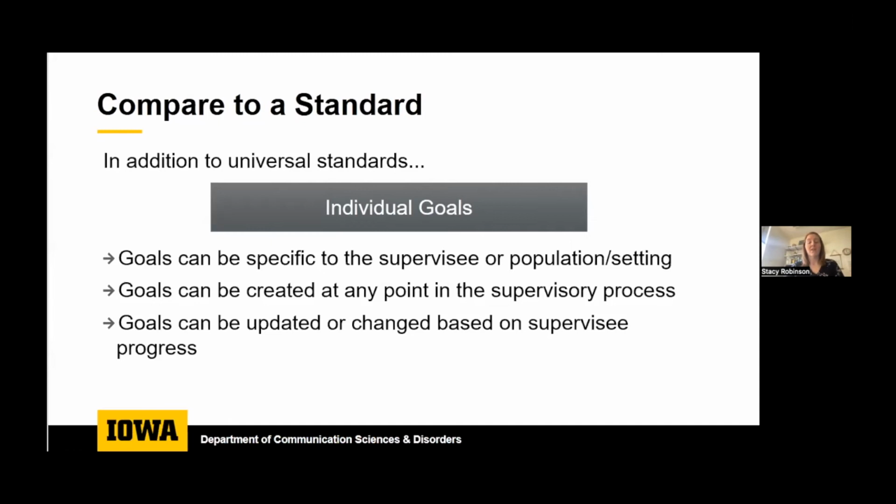If you're working with a more advanced supervisee, maybe you talk to them about goals right at the beginning of the process. Maybe there's 2 weeks left and they're starting to get really independent and you really want to push them for those last 2 weeks. These are things where you can take the supervisee aside and say, okay, you're doing really well, here are some things to work on. Or for supervisees that are struggling, setting up individual goals can really help them know where they need to hone in and focus their time. And these goals can be updated or changed as supervisees progress.